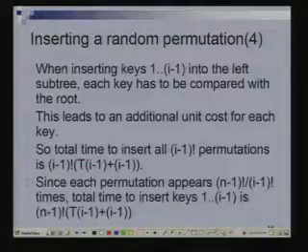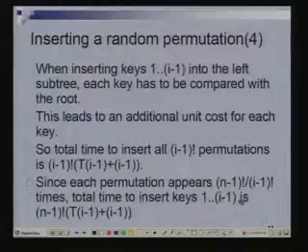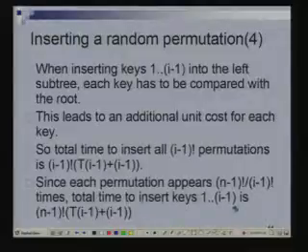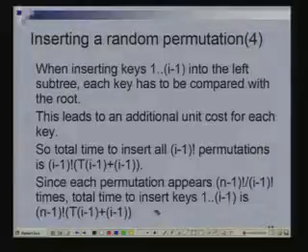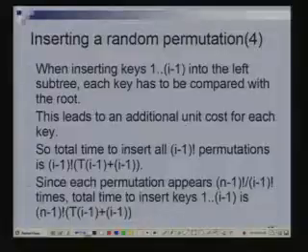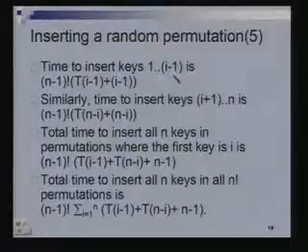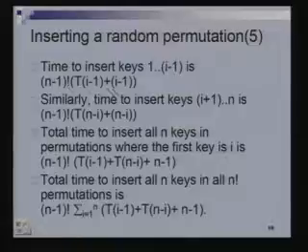So, this is the total time I take to insert the keys 1 through I minus 1 into my tree, where this sum is taken over all the n minus 1 factorial permutations. This is actually not the total time, this is the total time for permutations in which the first element is I. So, to recap, time to insert keys 1 through I minus 1 is n minus 1 factorial times T of I minus 1 plus I minus 1.